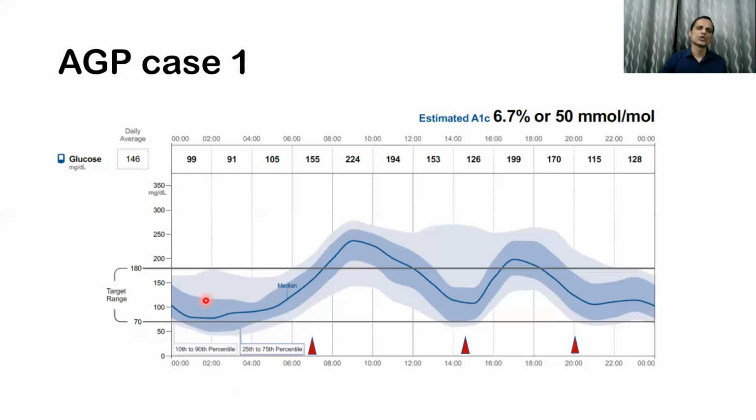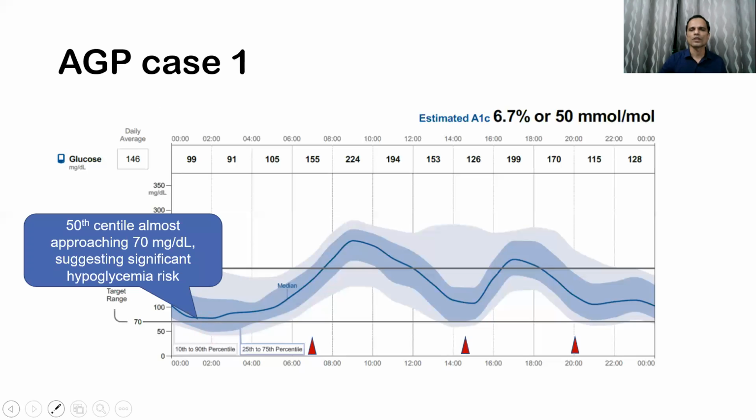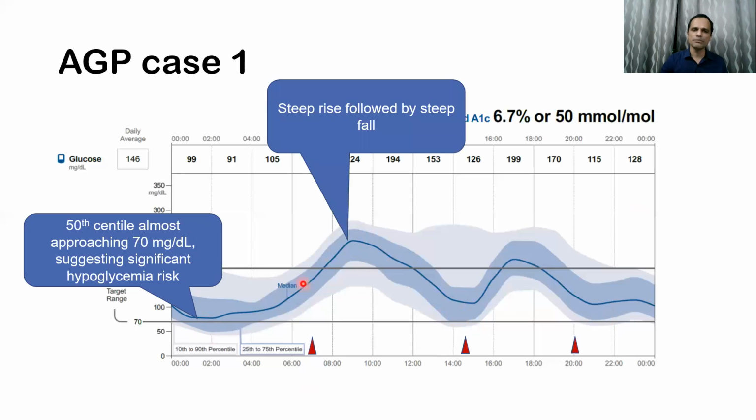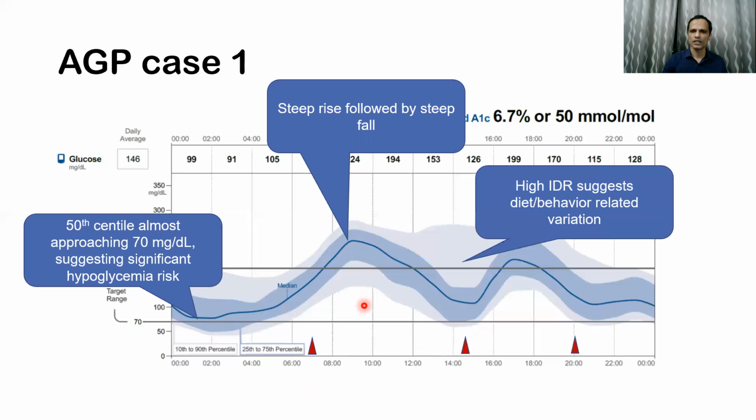time periods. If we see the overnight period, we see that there is a significant risk of hypoglycemia. The 25th percentile is below 70 and the 50th is almost touching 70. We also see that the 25th percentile is reaching the hypoglycemia line in a delayed post-breakfast or just pre-lunch time, and also somewhat in the post-dinner time. And there is a steep rise of blood glucose followed by a steep fall after the breakfast. There is some high interdecile range in the afternoon time.